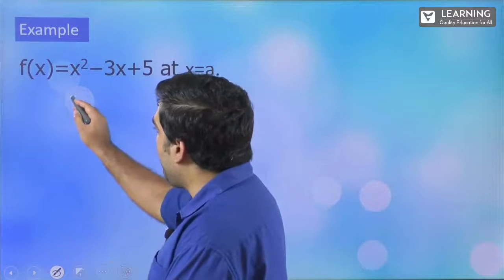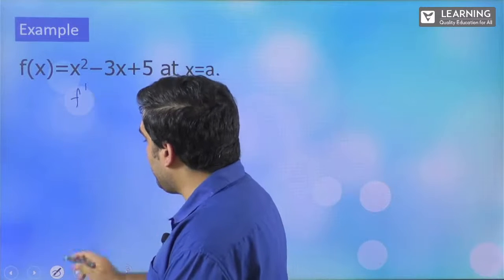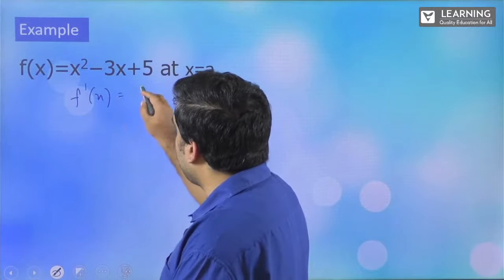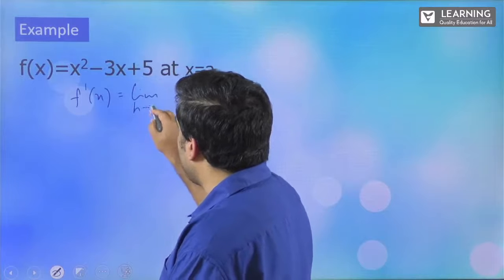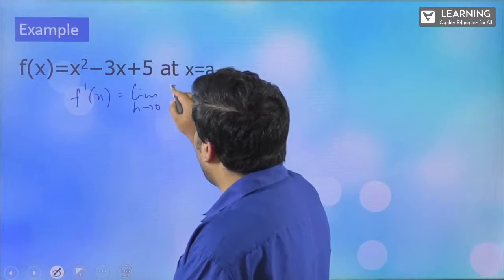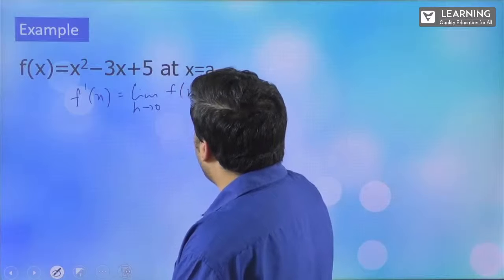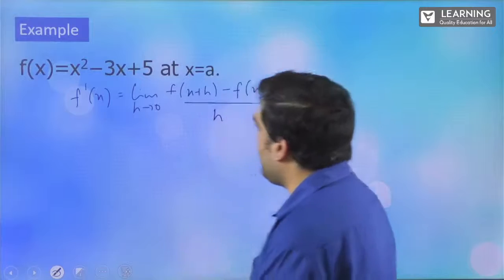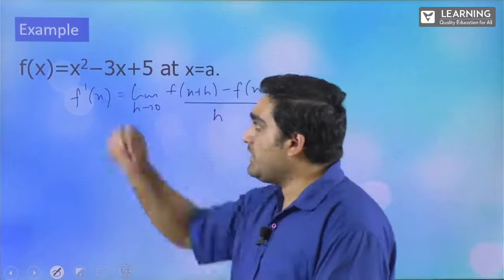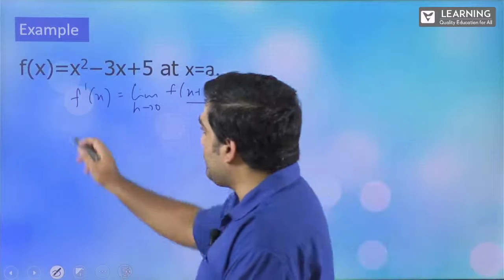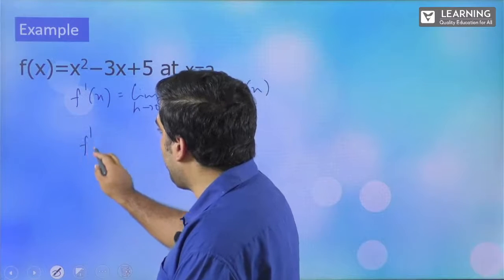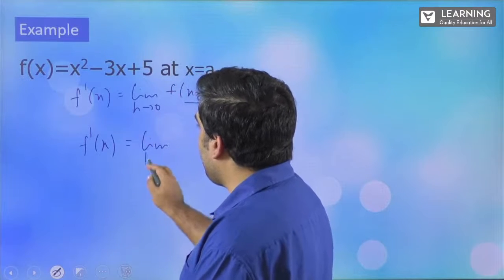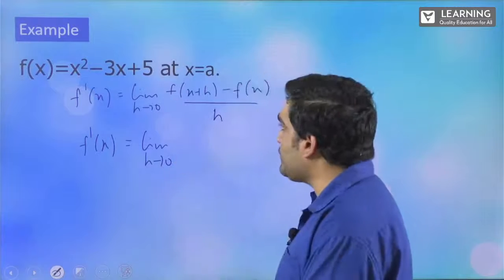Well, we know the formula, and what is the formula? f prime of x is equal to the limit as h tends to 0 of f of x plus h minus f of x, divided by h. So using this, we will try to identify what is the derivative. We already have f of x. Now we are finding the derivative, so it will be f prime of x, which is equal to the limit as h tends to 0, f of x plus h.